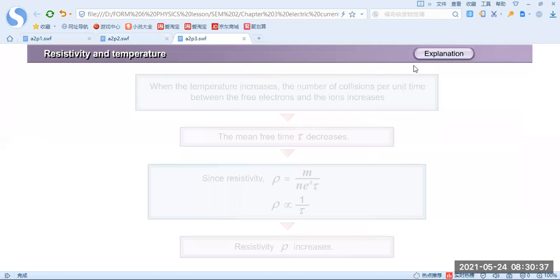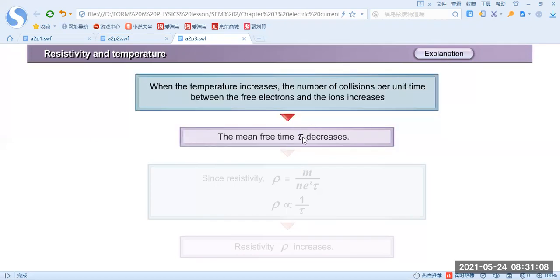Now, how about resistivity and the temperature? We also learned in Form 5 that temperature will affect the resistivity. As we learned before, the temperature is directly proportional to the resistance. So this means that resistivity also is directly proportional to temperature.